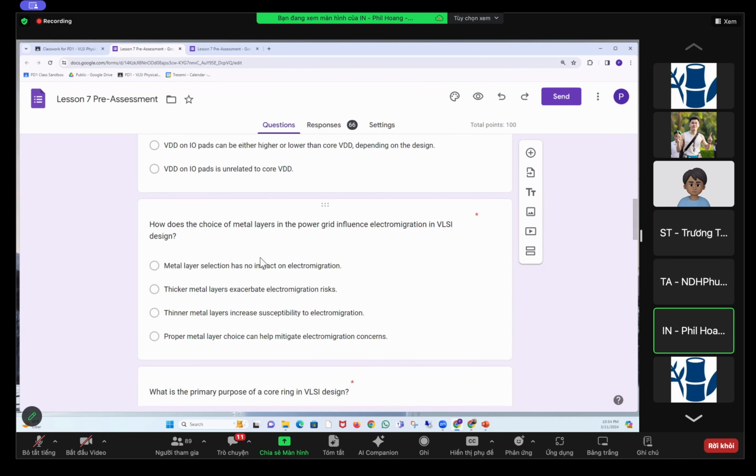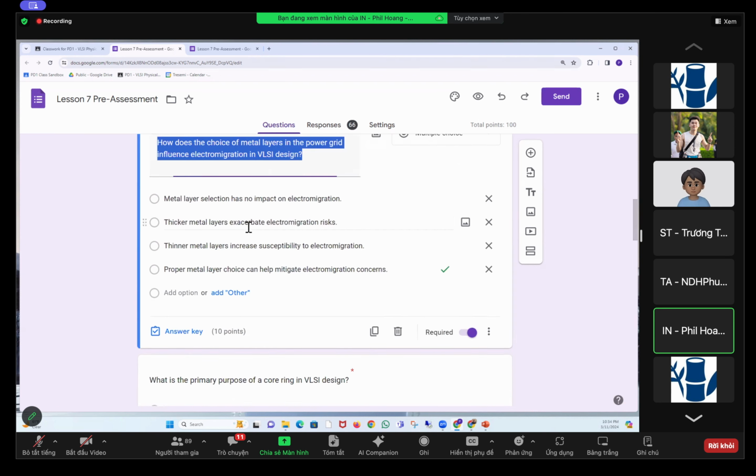How does the choice of metal layers in the power grid influence electromigration in VLSI design? Right, the choice of metal layer.